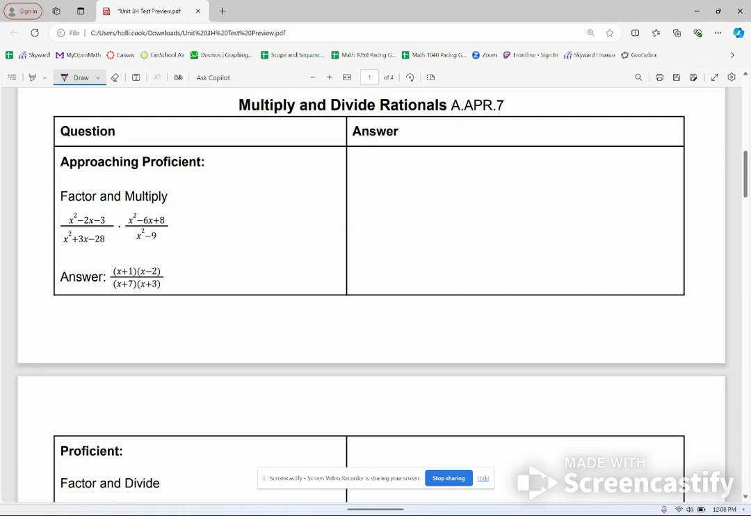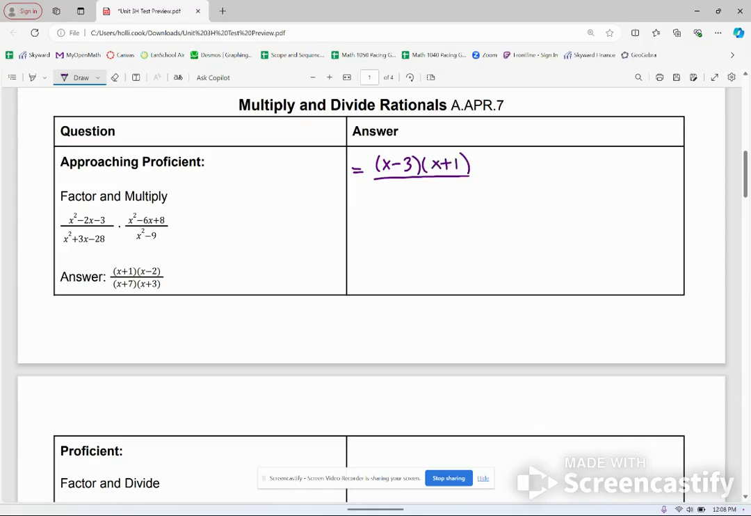Okay, so multiplying and dividing rationals. Lots of these steps are the same as simplifying. The very first thing we have to do is factor everything. If I look at that top one, x squared minus 2x minus 3, that factors to x minus 3 and x plus 1.